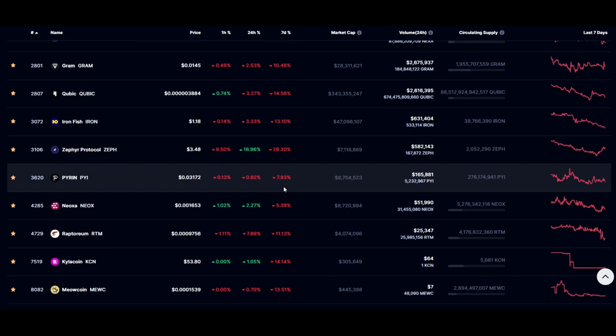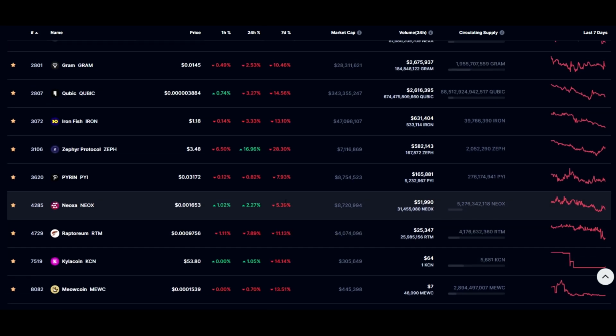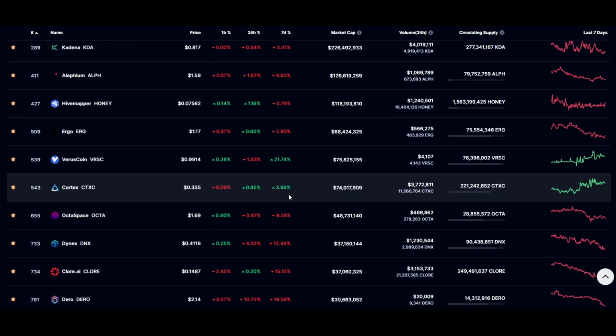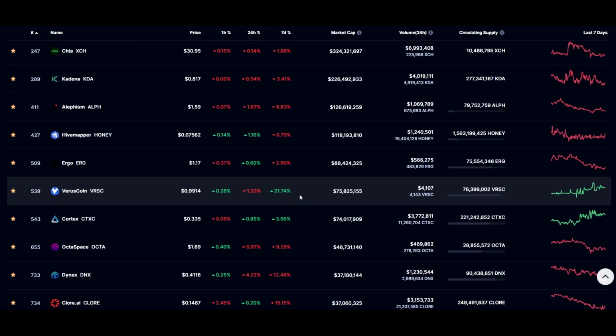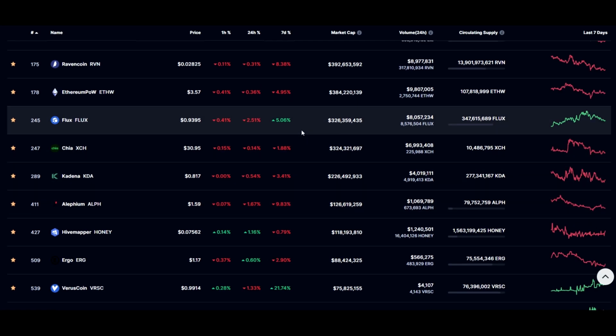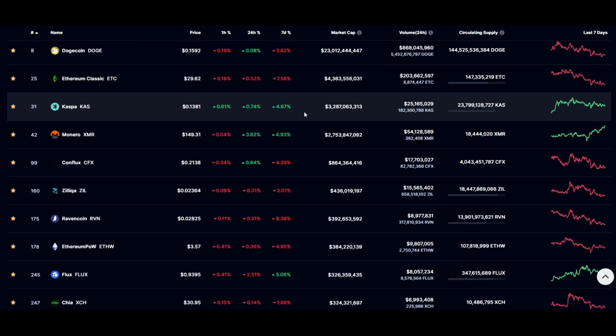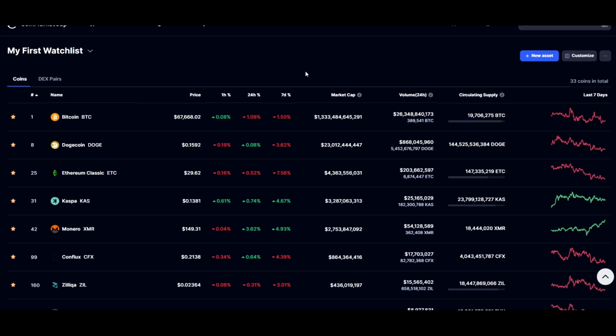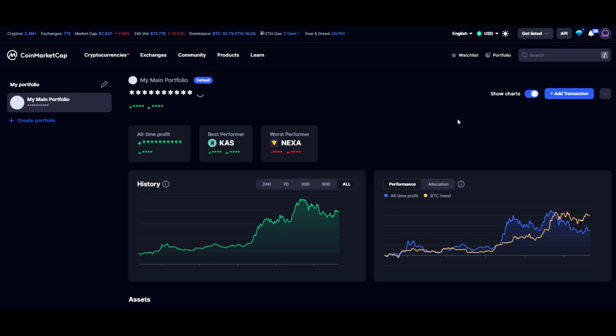As we go through this list, you can see over the course of the last 7 days, pretty much everything is in red right now. We've got a few exceptions like Varus Coin, Flux, Cortex, and Kaspa has done a little bit here lately. And of course, there's other coins that aren't on this list. We got some new ones like Zealous that's done pretty well. But I'd like to show you my portfolio tracker here within CoinMarketCap.